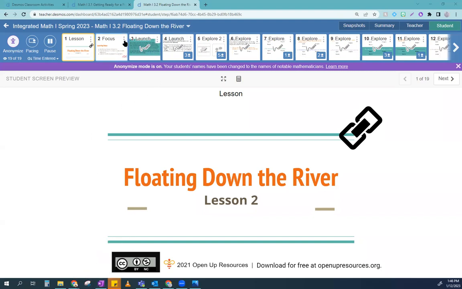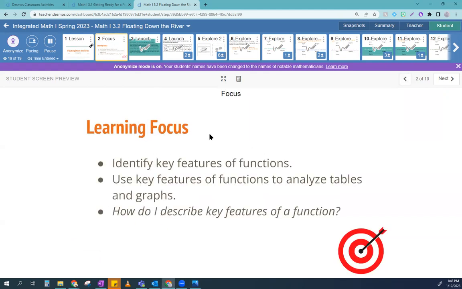So we're going to start with 3.2, which is called Floating Down the River, and it kind of talks about what we were doing last time we were together. This is what you should be able to do by the end of today's lesson, and this lesson is going to be in parts because we don't have enough time to finish.